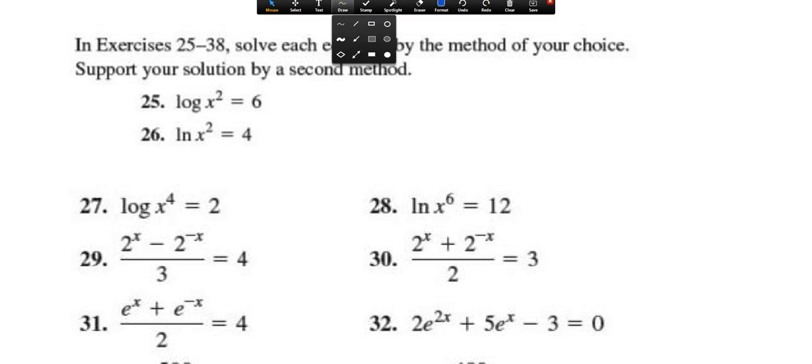25. Is the left side a single log? Is the left side a single log on 25? Yes, it is. So if we've got a single log, change it to exponential form.